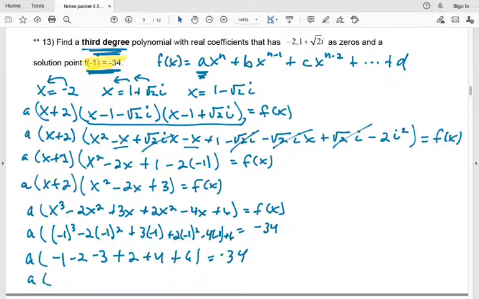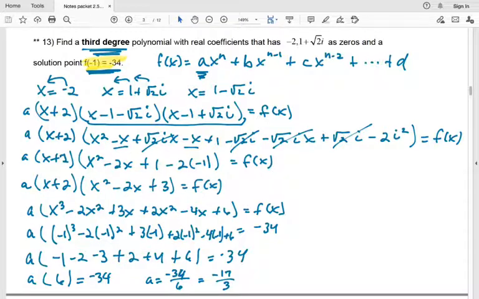All right, combine all of those. We get 6, when we combine them all, equals negative 34. So if you solve for a, you'll get negative 34 over 6, and then simplify that, you get negative 17 thirds. That is a yucky a value.